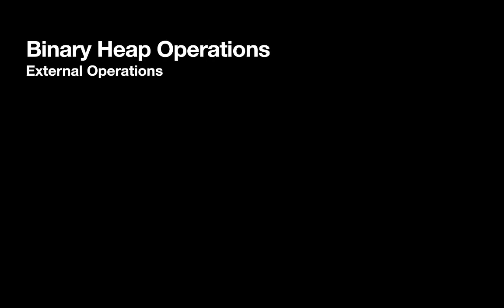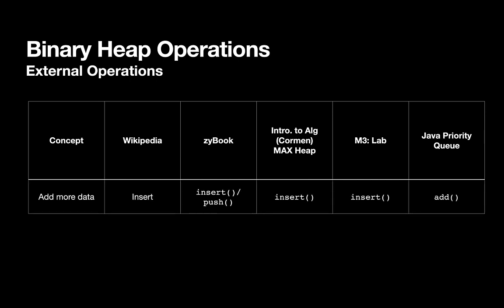Okay, so I want to break these down into a couple of different categories and just put them in context really quickly. So they're external operations. So that's the things that someone who's using a priority queue will want the priority queue to do. Mainly, there are two major concepts I'm going to focus on, the idea of adding data to it and removing data from it. So adding data to it is usually referred to as an insert operation. So Wikipedia and Zybooks refer to it as insert, so does our Corman text, and in our lab we refer to it as an insert.